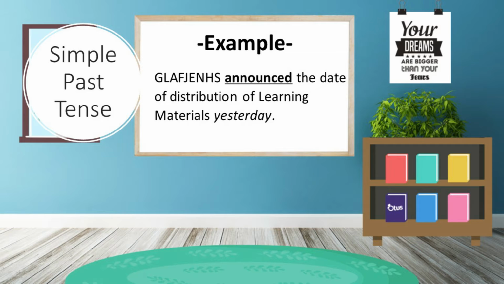Let's have an example. Glafgens announced the date of distribution of learning materials yesterday. The time signal is yesterday, which indicates that the action is already done. So we use the verb announce in its past form. It was yesterday when Glafgens announced the date of distribution.